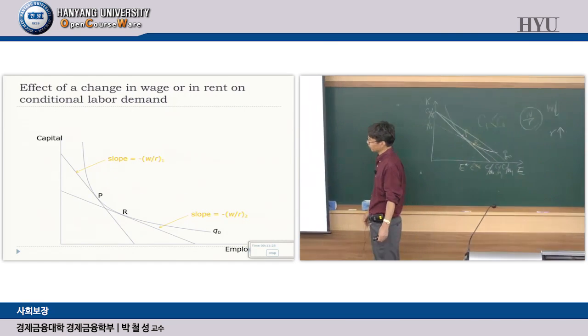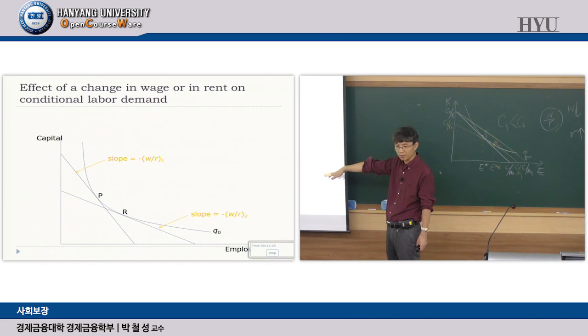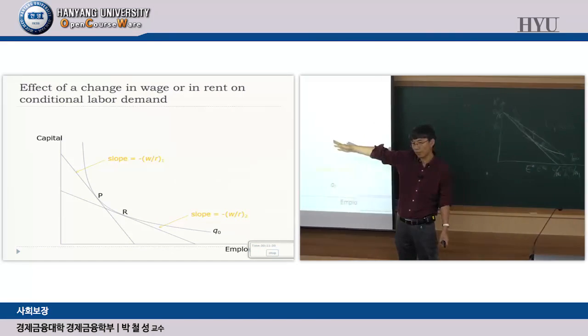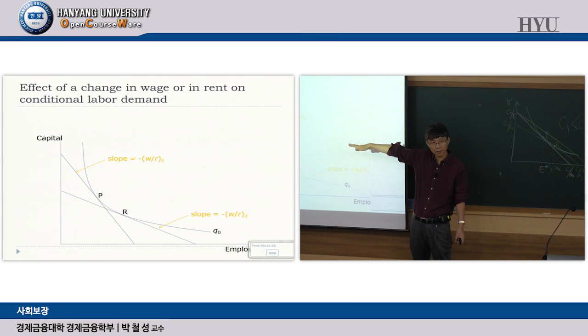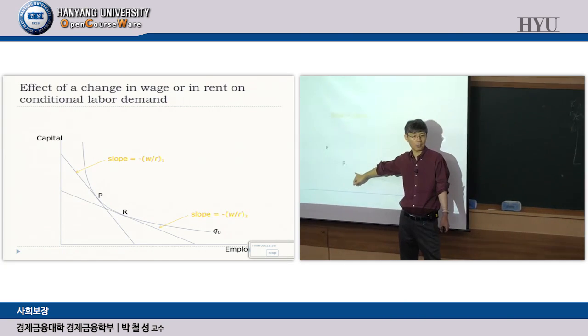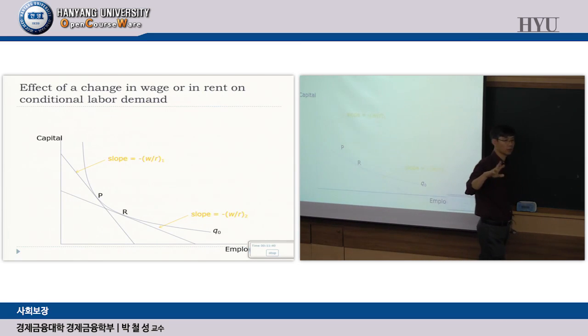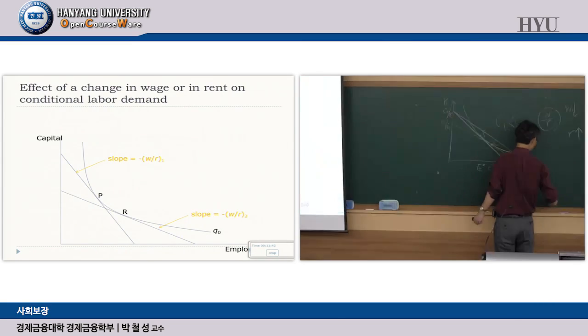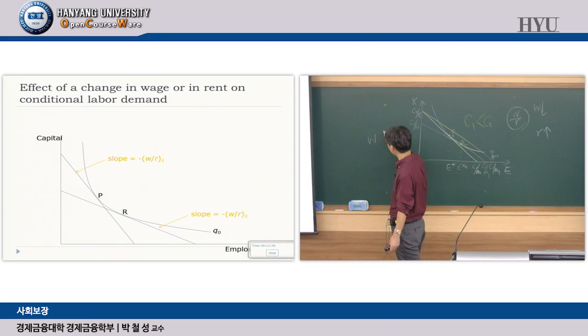And what happens is basically the same thing as this one, because now the slope becomes flatter, right? And then it finds a new optimum, and the optimum will still be R. Get it? So, for example, wage goes down by, let's say, 50%, or rent goes up by 100%. Okay? Basically the same thing.